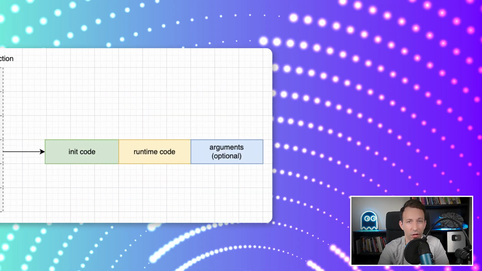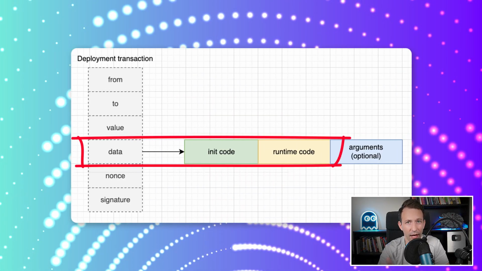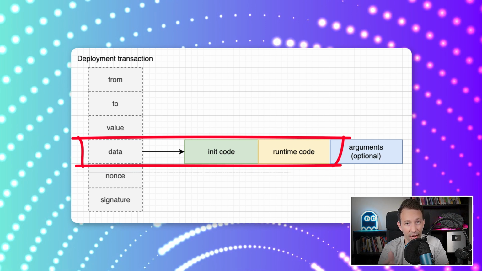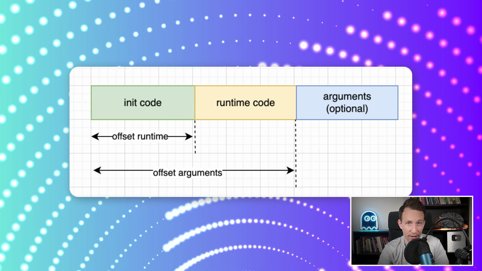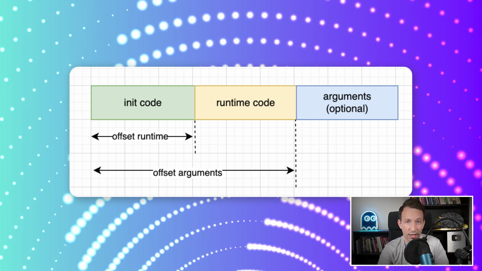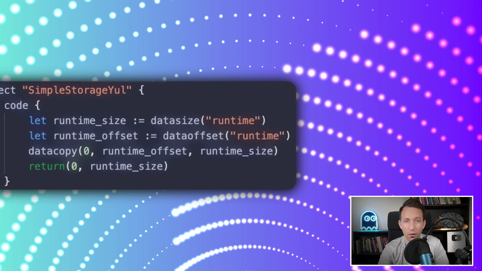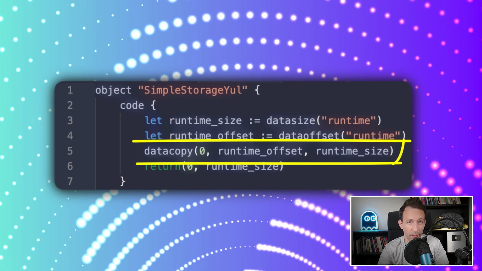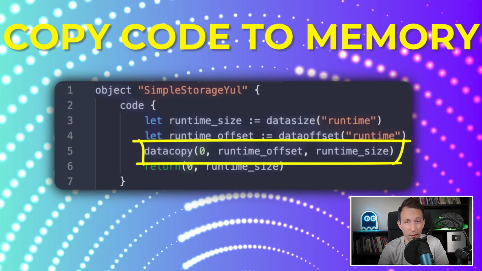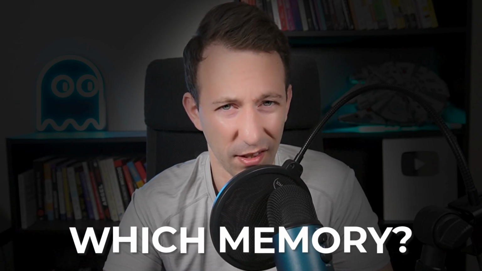Good question. The init code and the runtime code are concatenated and put in the data field of the deployment transaction. And we can target any part of the data field by using its relative offset from the beginning in bytes. All right, so once we have the offset of the runtime code, we are going to copy it into memory. Which memory? Is it on the blockchain?